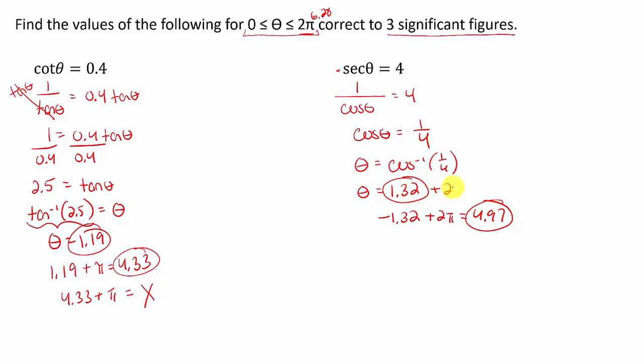But if I added 2 pi to this one, obviously this is a positive number plus 2 pi. It's going to put me outside of 2 pi. And so my only answers for this one are 1.32 and 4.97. Okay?